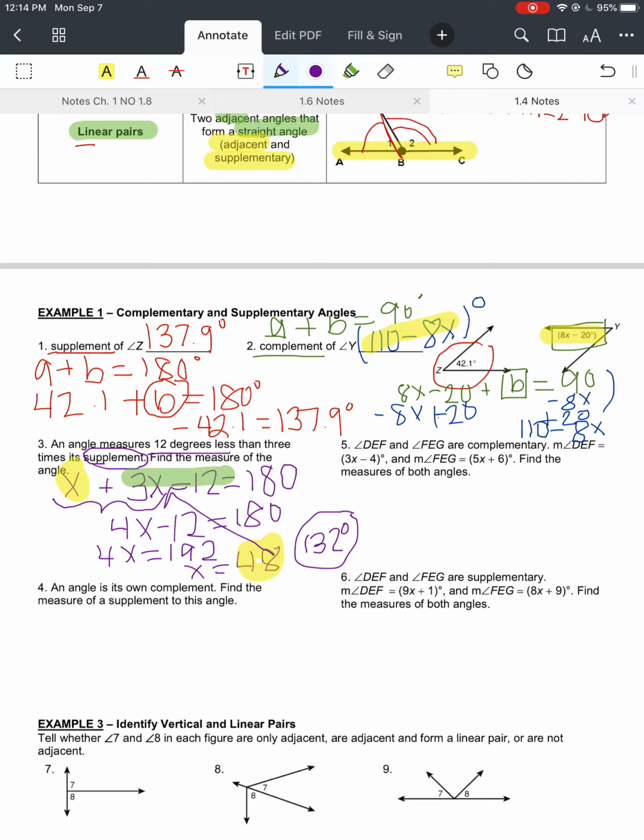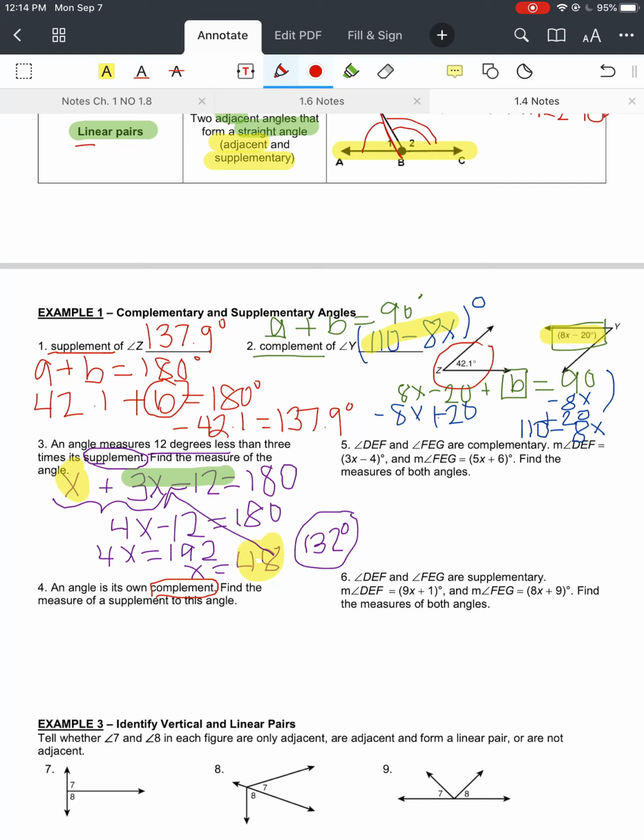All right, so number 4, we'll try one more together, and then you can try numbers 5 and 6, checking your answer against the key on the school website. Number 4, an angle is its own complement. So again, let's highlight the important word, complement, complementary. 2 angles add to 90. Find the supplement to this angle.